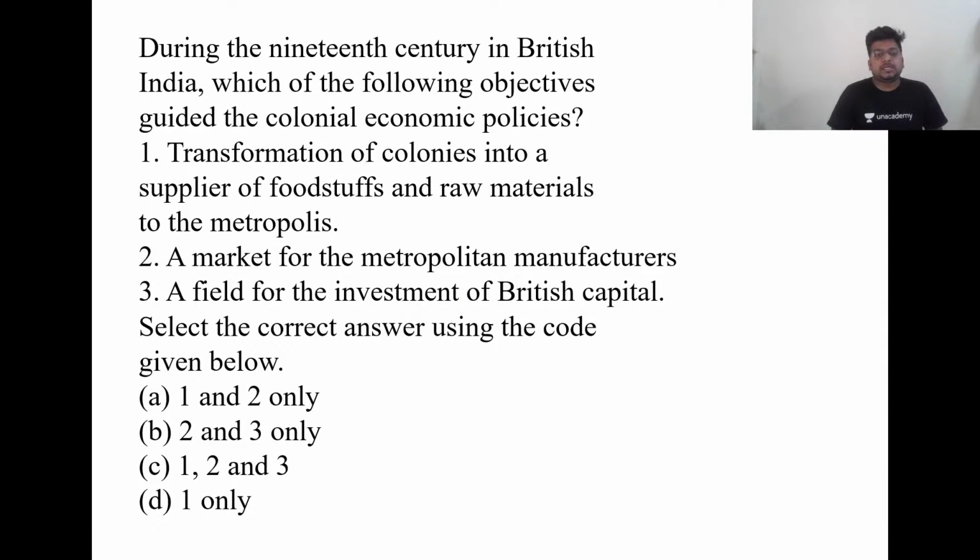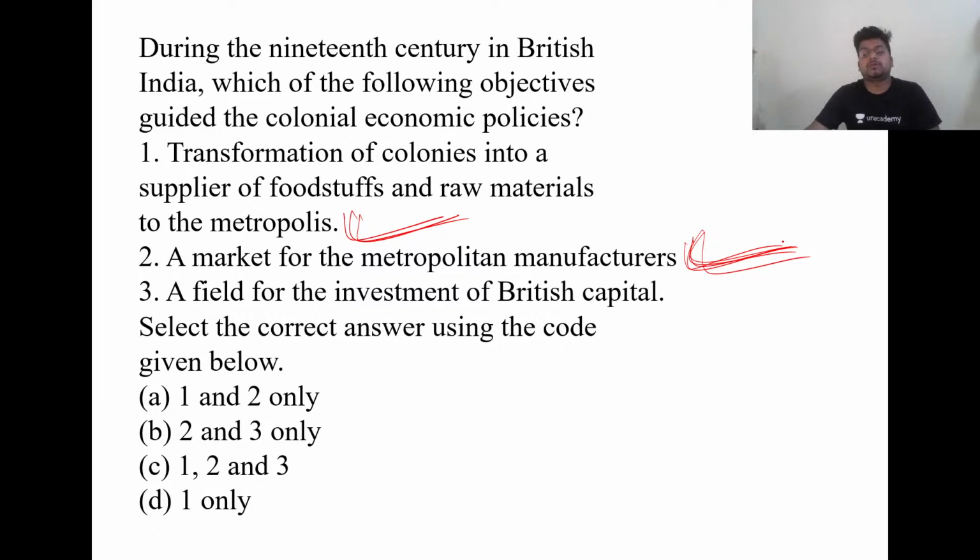During 19th century British India, which of the following objectives guided colonial economic policies? Transformation of colonies into a supplier of foodstuffs and raw materials for the metropolis. This is true. A supplier of foodstuffs and raw materials. From India they exported so many raw materials and foodstuffs. A market for metropolitan manufacturers.